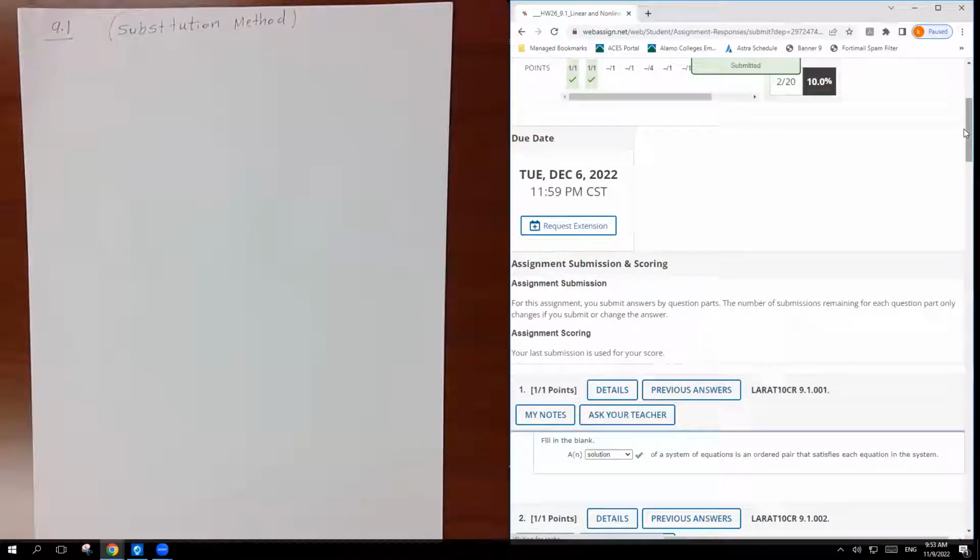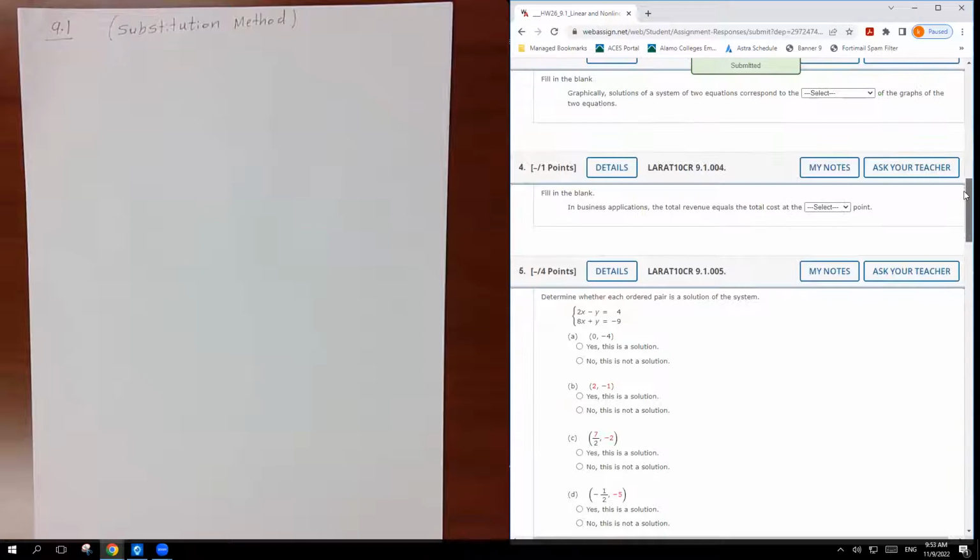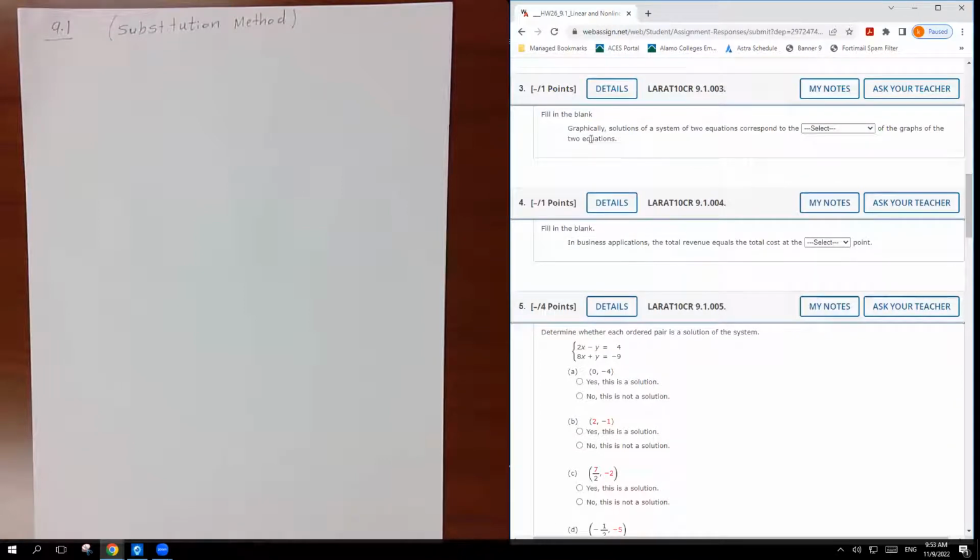The third one is going to be graphically solutions of a system of two equations. When you graph the system, graph the first equation and graph the second one. The solution is going to be the intersection between these two equations. That means there's going to be a point of intersection.